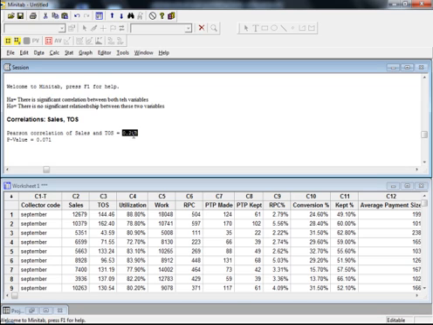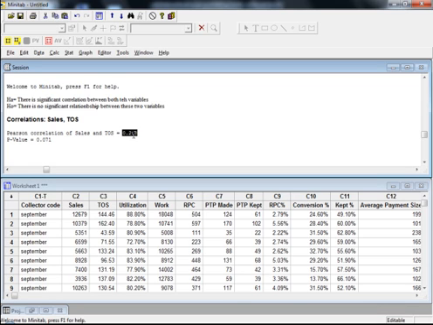Generally, if your p-value is smaller than 0.05, then only you look at the correlation coefficient, and that will give you an idea of the strength of the relationship. For example, if your correlation coefficient is between 0 to 0.25, that means poor correlation exists. If it is between 0 to minus 0.25, that means poor negative correlation exists. If it is between plus 0.25 to plus 0.5, that means moderate positive correlation exists. If it is between minus 0.25 to minus 0.5, that means moderate negative correlation exists.